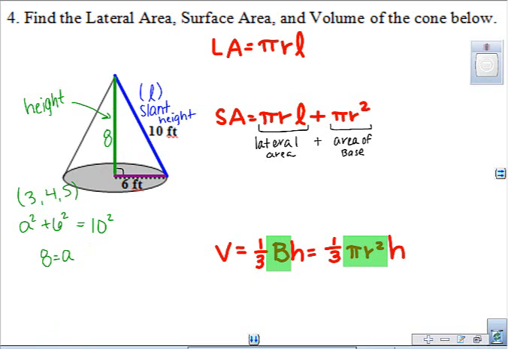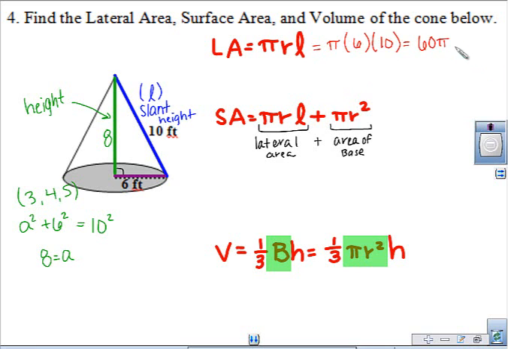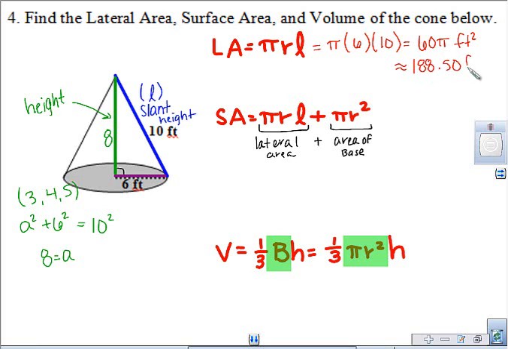Okay, I do need my slant height, that's given, and radius, that's given. So now I know all of the variables needed. So pi, radius is 6, slant height is 10. Anytime you're dealing with circles and you have pi in your formula, you can leave it in terms of pi, which would be 60 pi feet squared. Or you can multiply it out to get an approximate decimal answer. It comes out to 188.50 when we go to the hundredths place.